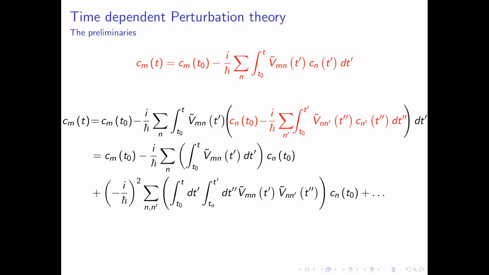This is a perturbation sum because each term has a fixed number of V tildes, so we are effectively expanding in powers of V tilde. And as we have done before in time independent perturbation theory, large number of potential terms means a small contribution. So hopefully the first few terms are going to give me good enough results.